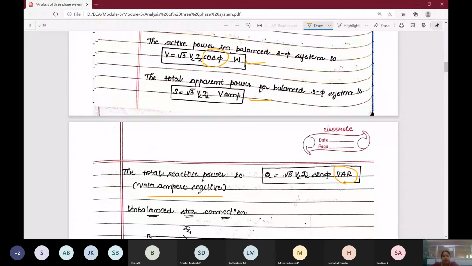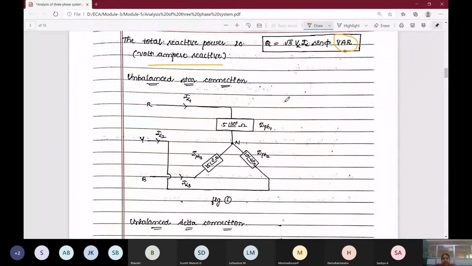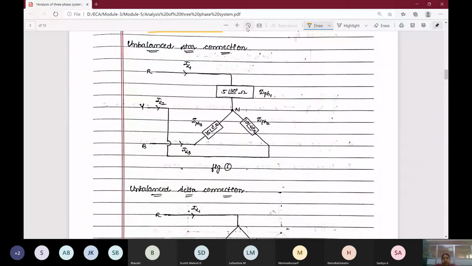Next we'll see what is this unbalanced star connection. As shown in the figure, in unbalanced all the loads are differing, they are not the same. It is 5 at an angle 30, this 15 at an angle 0, this 10 at an angle minus 60. Everything is changed here, and IL1, IL2, IL3 are the line currents. R, Y, B are the terminals, and we have a neutral point. Just to show that, you have to write phases here. ZPH1, ZPH3 and ZPH2 all differ.